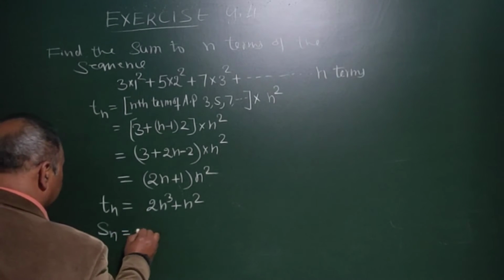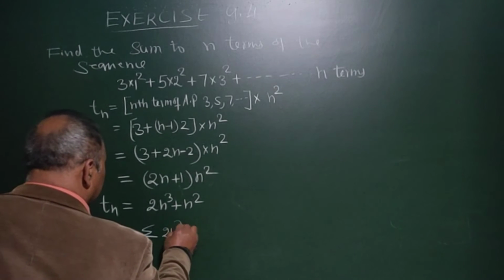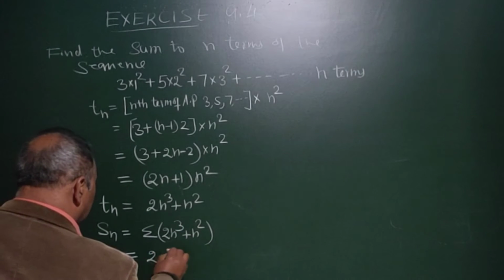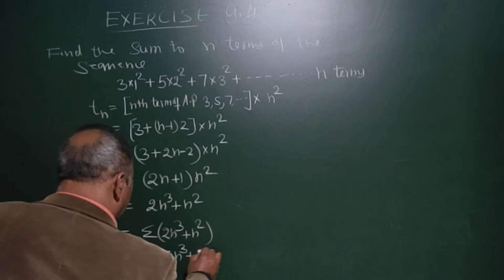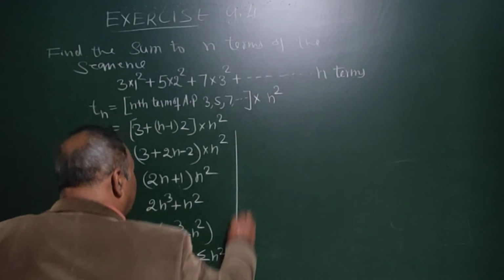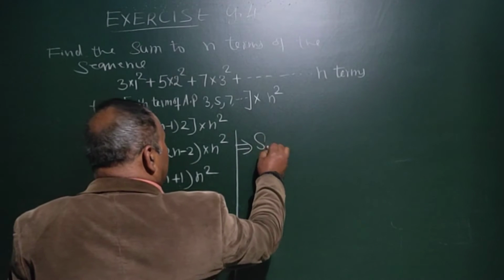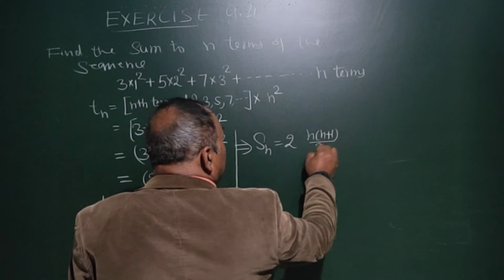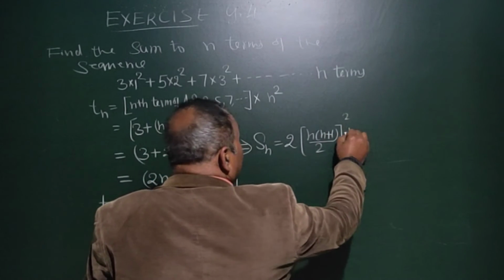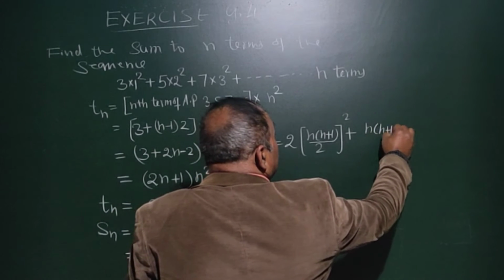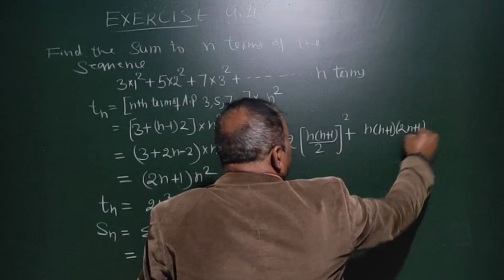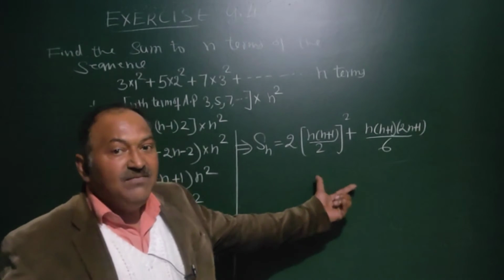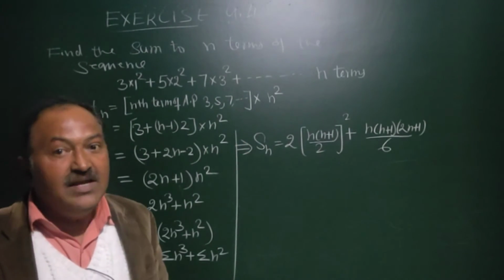Sn will be equal to sigma 2 into n cube plus n square. That will be equal to 2 into sigma n cube plus sigma n square. Therefore Sn will be equal to 2 into n into n plus 1 upon 2 whole square plus n into n plus 1 into 2n plus 1 upon 6. After calculating this value, we will get the sum to n terms of this sequence.